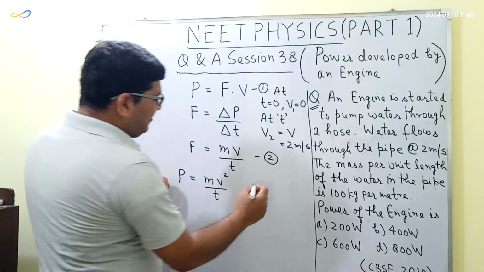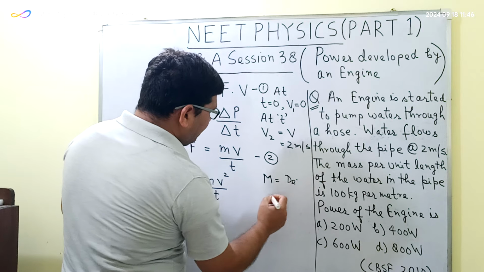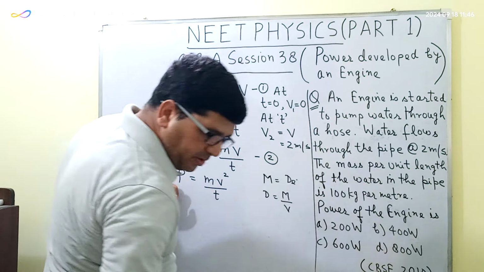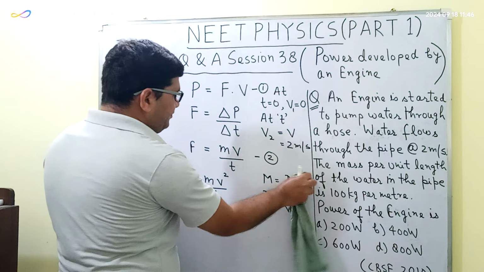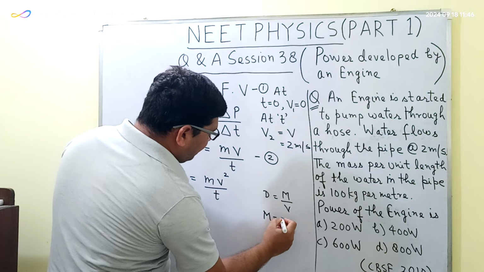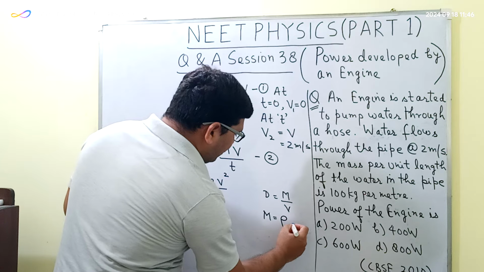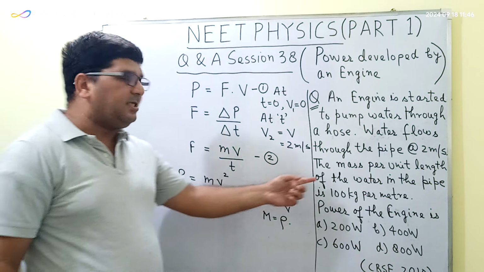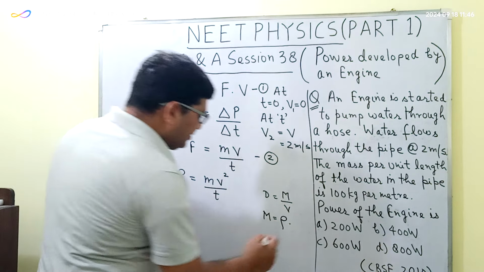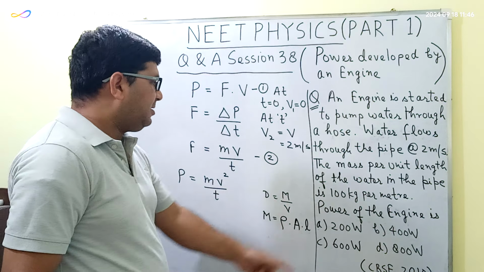Now we also know that the density is equal to mass upon volume. So mass is equal to density into volume. So if I take the density as rho and V is the volume, now the volume in this case will be equal to the product of area of cross section into the length of the pipe. So this can also be written as A into L, where L is the length of the pipe.